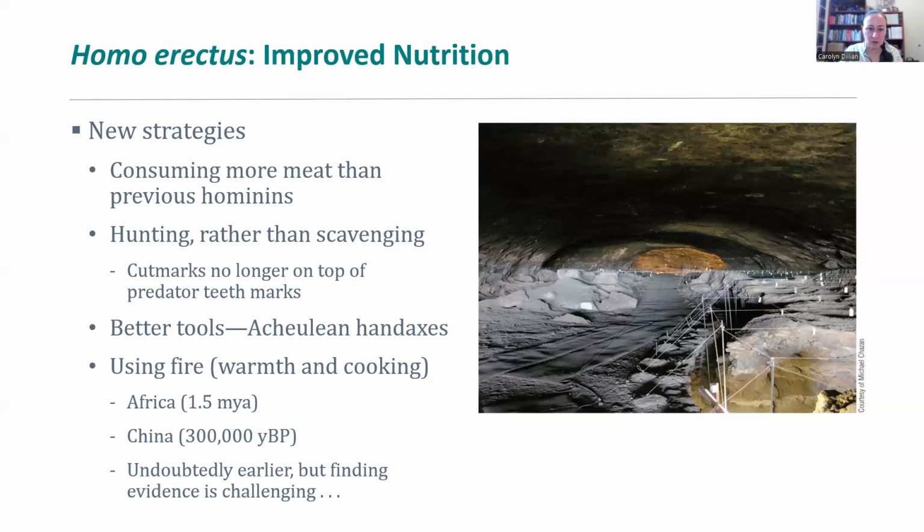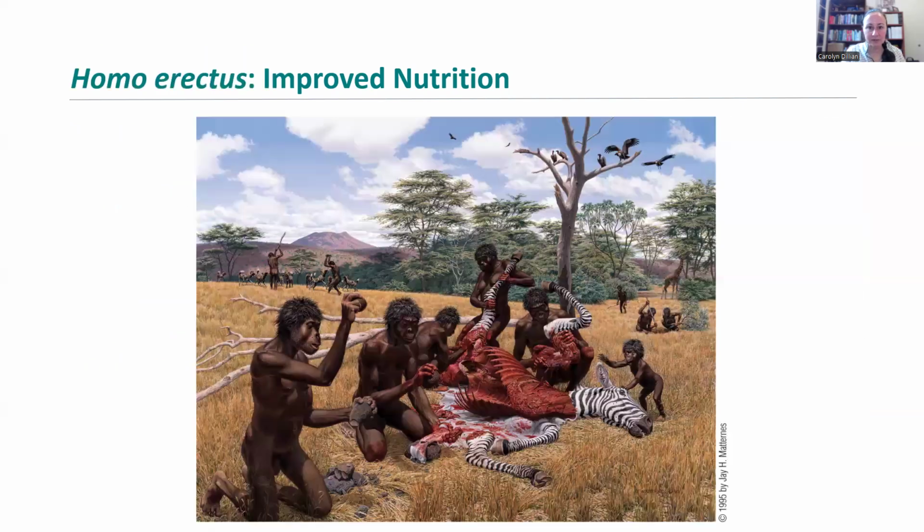So Homo erectus had a lot of advantages. Their new strategies included consuming more meat, hunting rather than scavenging, better tools, those Acheulean hand axes we talked about. They're using fire for warmth and cooking, and they're doing all of this fairly early. We see the use of fire in Africa by 1.5 million years ago, in China by 300,000 years ago, but they're probably doing it earlier than that as well.